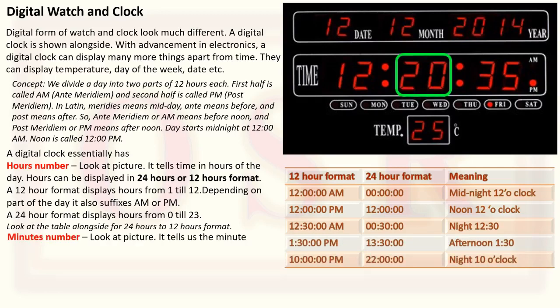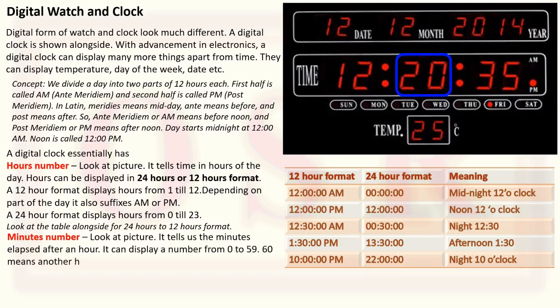It tells us the minutes elapsed after an hour. It can display a number from 0 to 59. 60 means another hour starts, so the hour is incremented by 1.